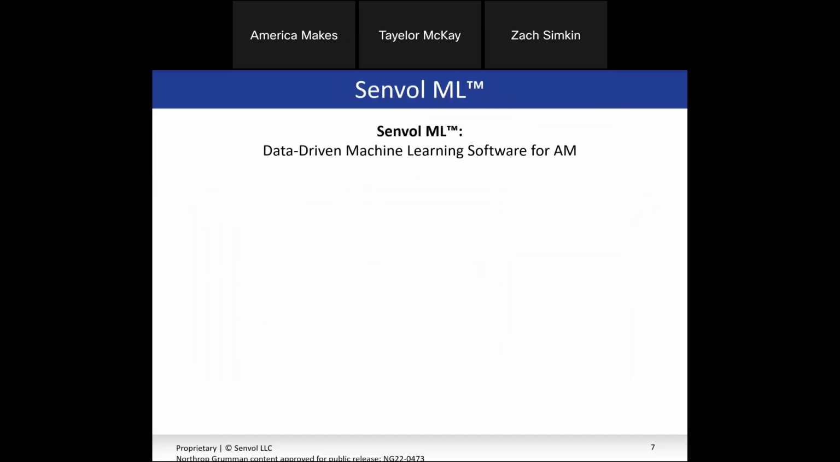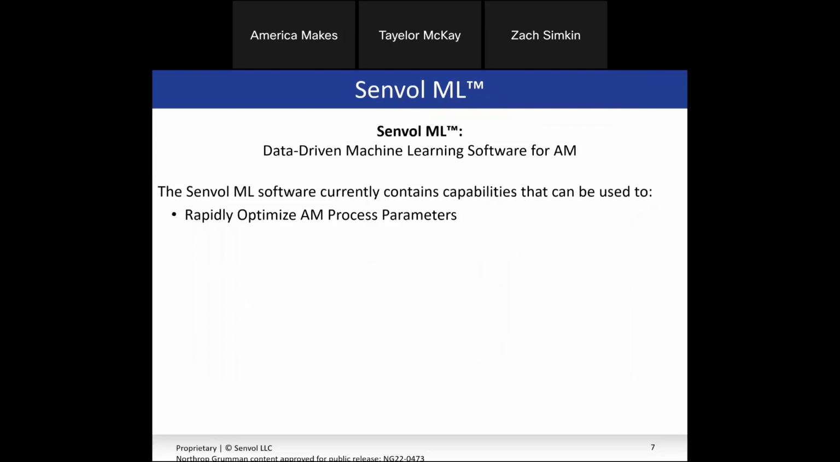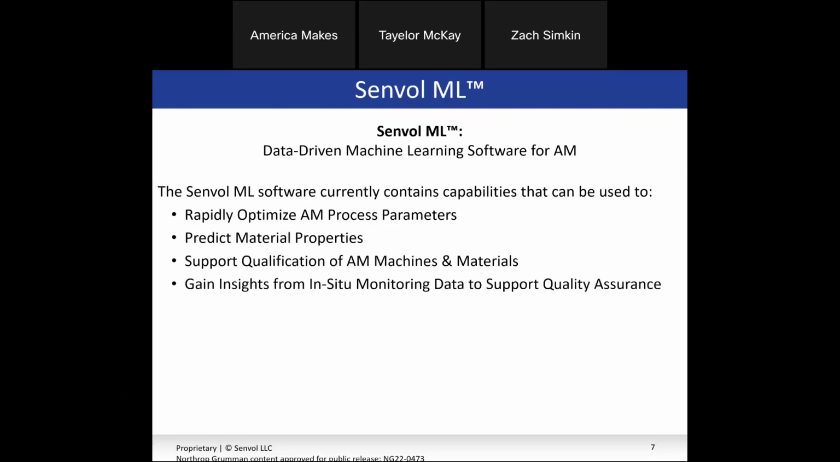So I'm not going to go into any great detail about our machine learning software tool, about how it works or anything like that, but it is the tool we used in this project. So I am going to mention it just on this one slide really quickly for situational awareness, because you'll hear us mention it a few times. But it's data-driven machine learning software specifically for additive. And there's a bunch of different capabilities in this software tool. It can be used to help rapidly optimize process parameters and develop materials, predict material properties, support qualification of machines and materials, analyze in situ monitoring data to help with quality assurance. And just generally speaking, it helps organizations minimize their data generation costs.